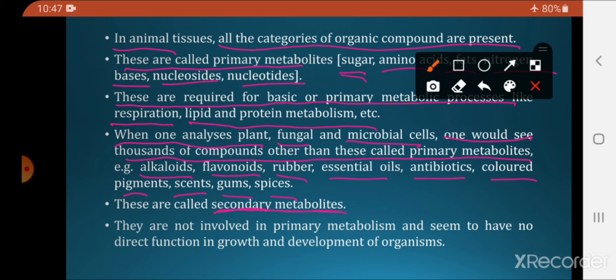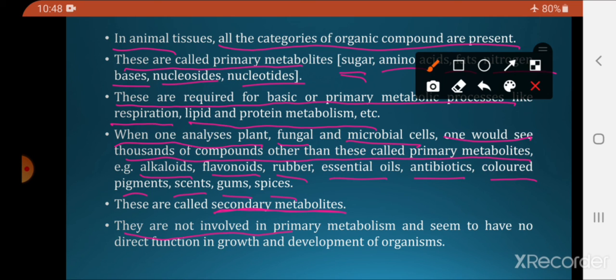They are not directly related to growth and development of the organism. जिनमें ये component present है, इनमें ये component growth या reproduction या development से उसका कुछ भी लेना देना नहीं है, फिर भी उनमें वो present है. जबकि प्राइमरी मेटाबोलाइट्स क्या होते हैं? They are directly involved in the growth and development of an organism. But जो सेकेंडरी मेटाबोलाइट्स है, जो ऑर्गेनिज्म में प्रेजेंट है, उनमें उनका कोई डायरेक्ट रिलेशन ग्रोथ या डेवलपमेंट से नहीं है.